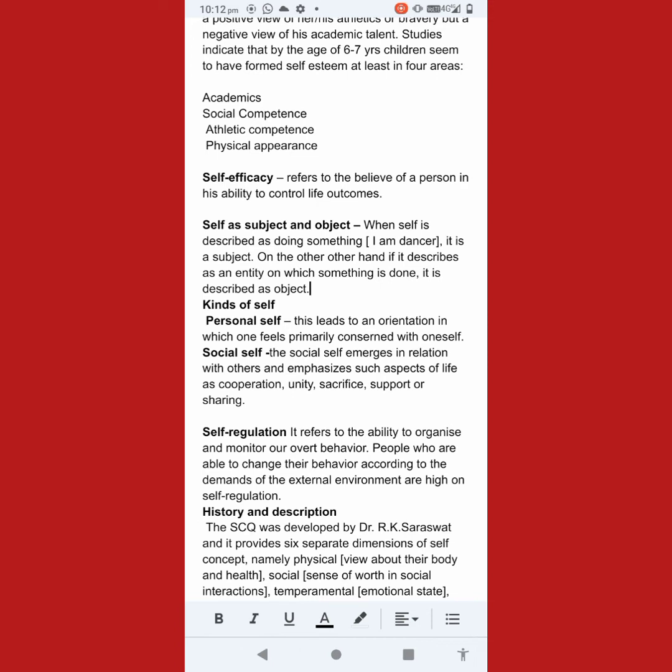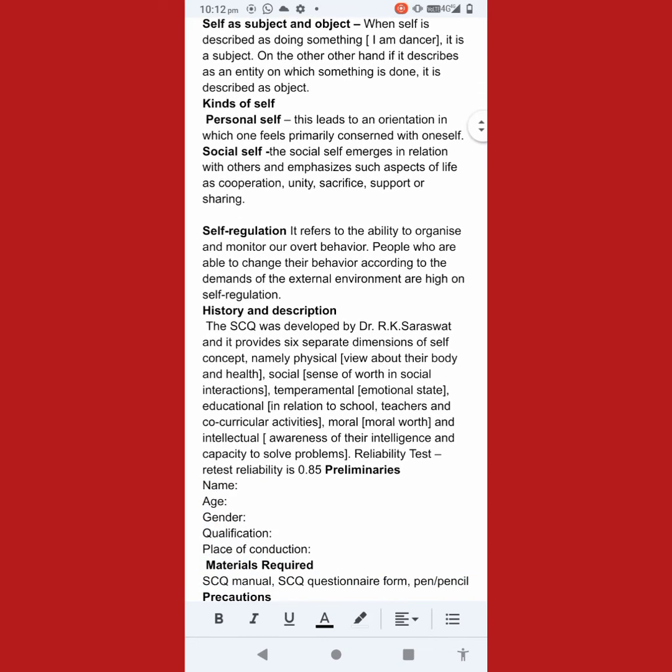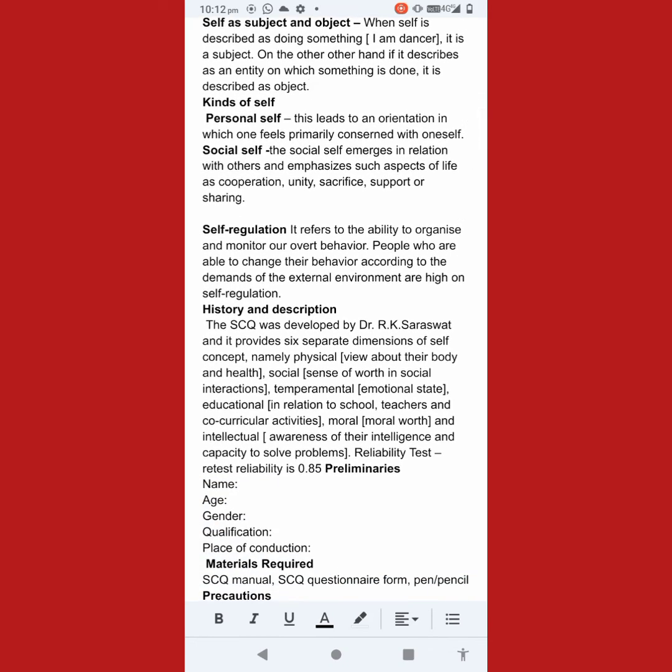Personal self is related to your personal identity, which leads to an orientation in which one primarily feels concerned with oneself only. And the social self emerges in relation to others. It emphasizes such aspects of life as unity, sacrifice, cooperation, support, or sharing. Then there is one more concept you can mention in the introduction.